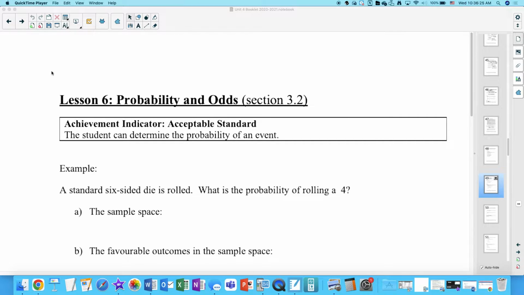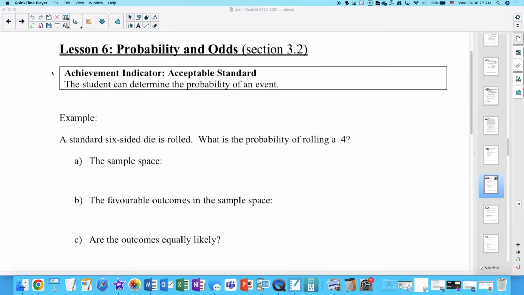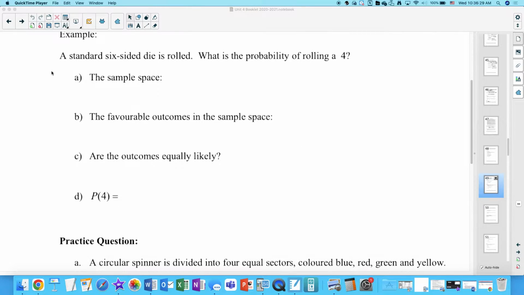Okay? So let's just start with probability. Let's make sure we got that down. A standard six-sided die is rolled. What is the probability of rolling a 4? We have been through this all before. Hopefully you know that if you're rolling a standard six-sided die, the probability of rolling a 4 is 1 out of 6. But how did we mathematically calculate this? We're doing it on a simple level so that we can apply that to more complicated questions.